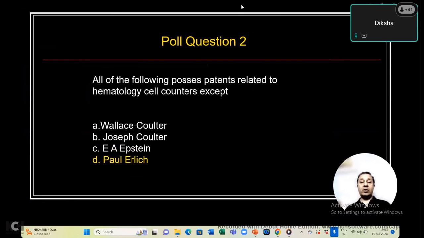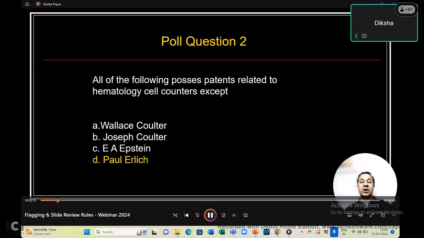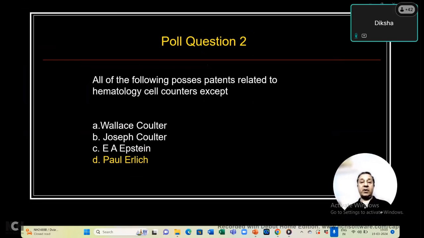We know that Wallace Coulter and Joseph Coulter were the so-called Coulter brothers, who actually gave us the concept of the Coulter principle. And E. A. Epstein was one of the people who actually gave us the concept of flow cytometry many years ago. And it was Paul Ehrlich who basically talked about stains. So obviously, Paul Ehrlich is the exception in this answer.